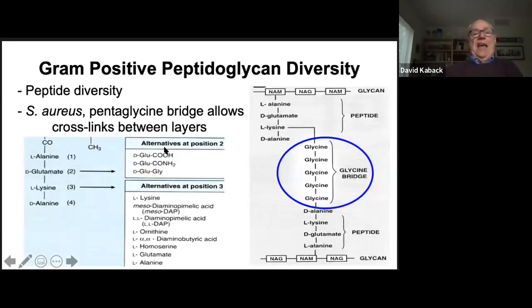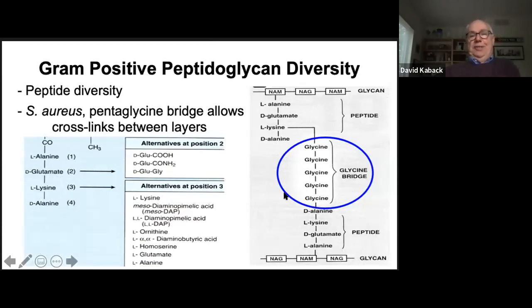So here is Staph, and in Staph, the peptide portion is shown on two different chains. We have a chain here and a chain here, and the peptide portions are cross-linked together via a pentaglycine bridge. Five glycine residues come in and cross-link these. And these are all enzymatically made.